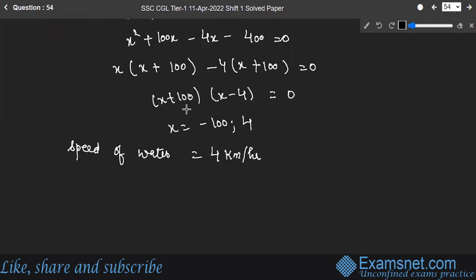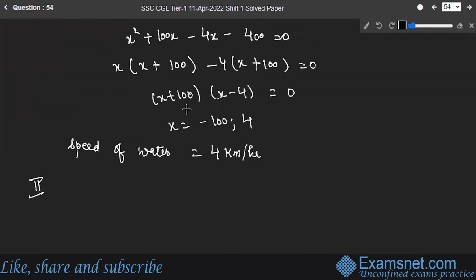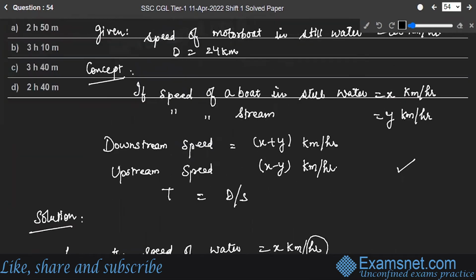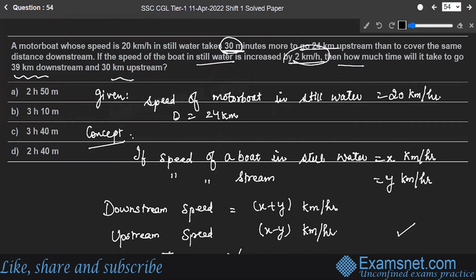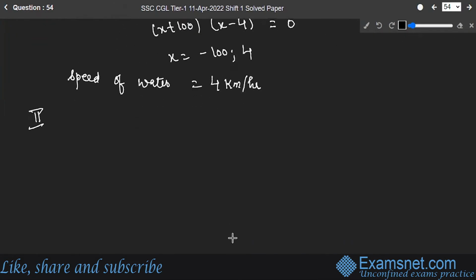Correct? Now, the speed of the motorboat. Now, this is the second case. This was given: the speed of the motorboat in still water is increased by 2 kilometers per hour. See, in this question, it is given. If the speed is increased by 2 kilometers per hour, then how much time will it take to go 39 kilometers downstream and 30 kilometers upstream? So now we are going to tackle the second case.